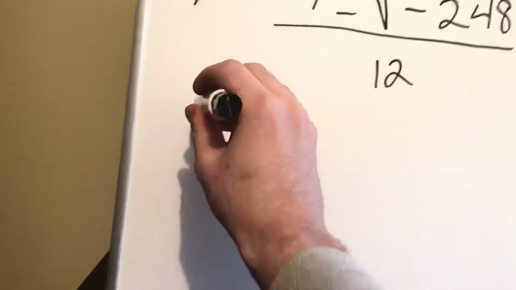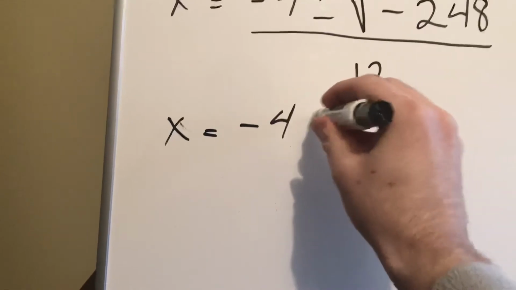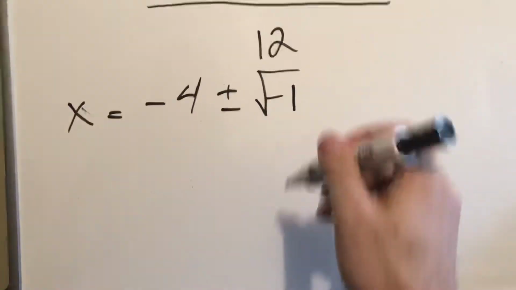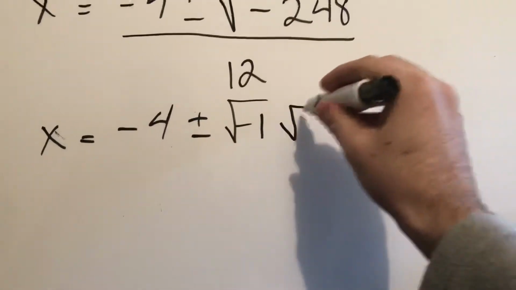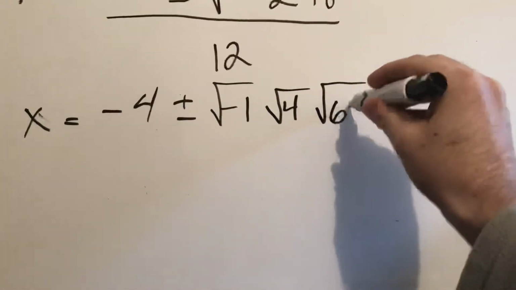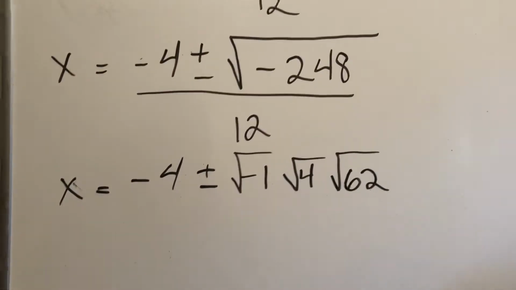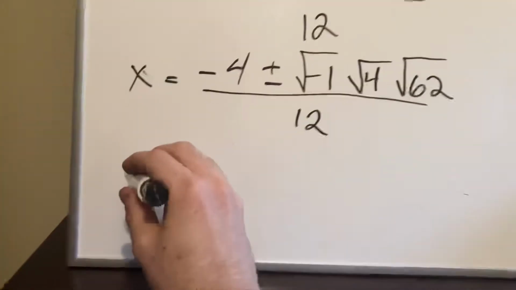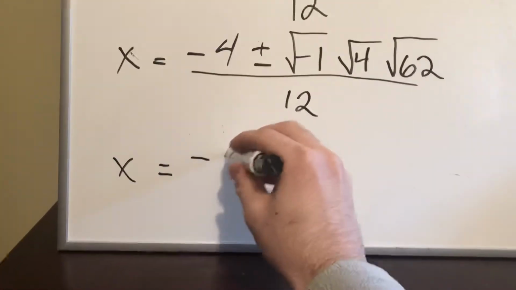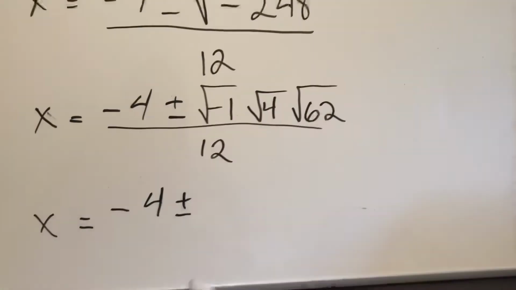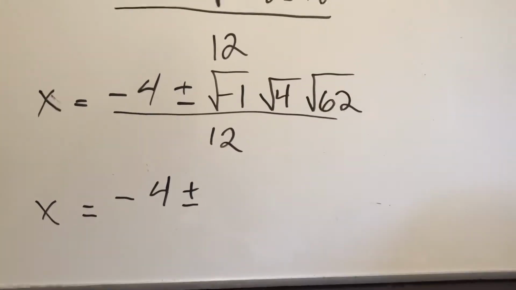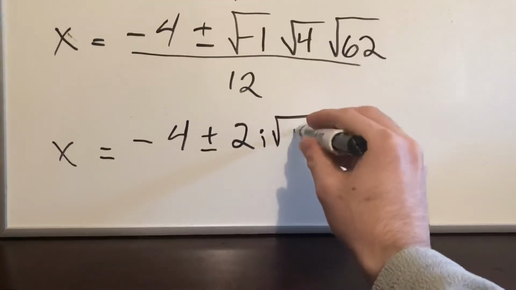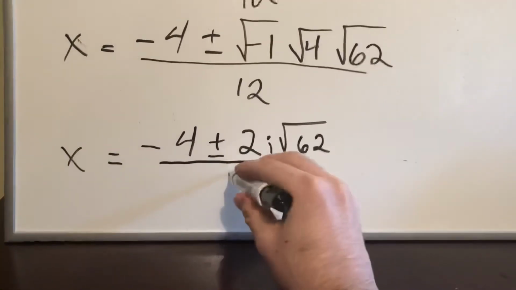So in my next step, I have the square root of -1, which I'm going to change into i in a second. I have the square root of 4, and I have the square root of 62. Those are the three factors of the square root of -248. All of this is still over 12. So the square root of -1 is i. The square root of 4 is 2. So I'm going to make this plus or minus 2i root 62 over 12.